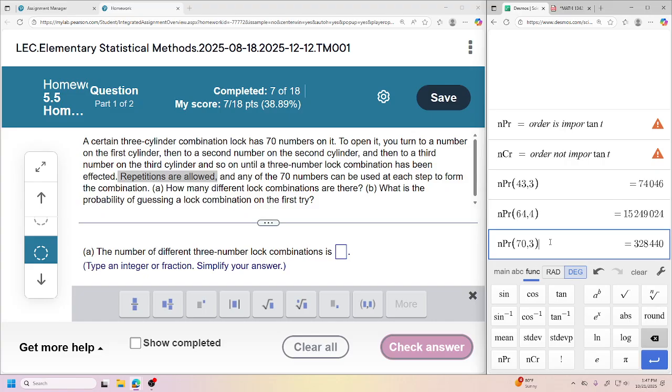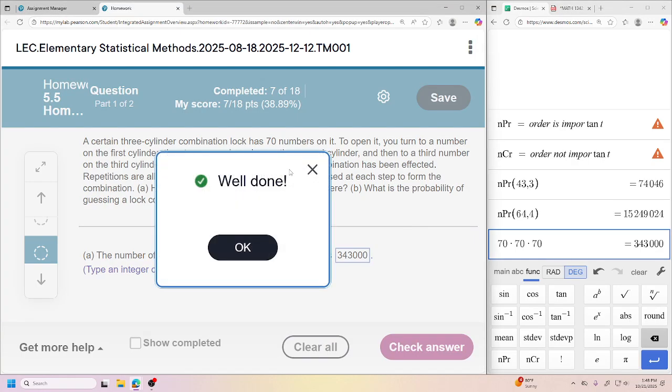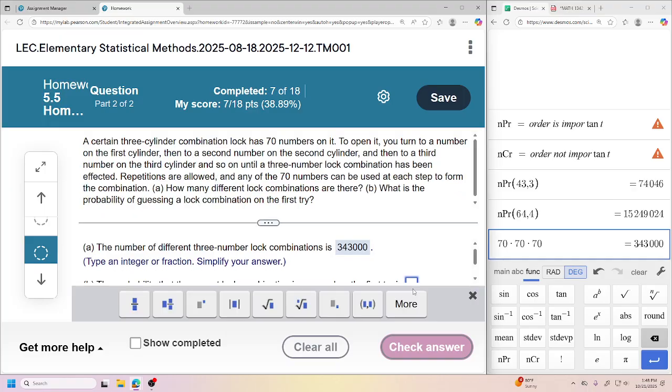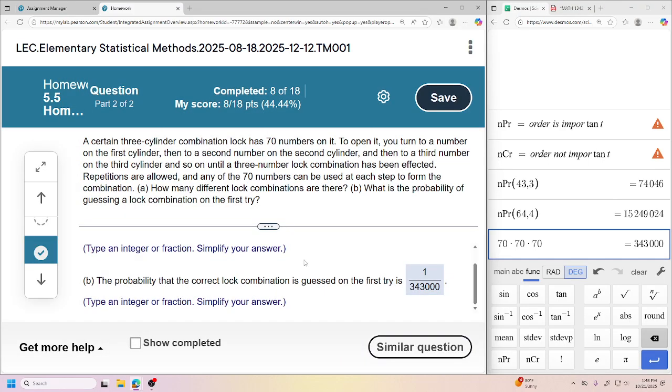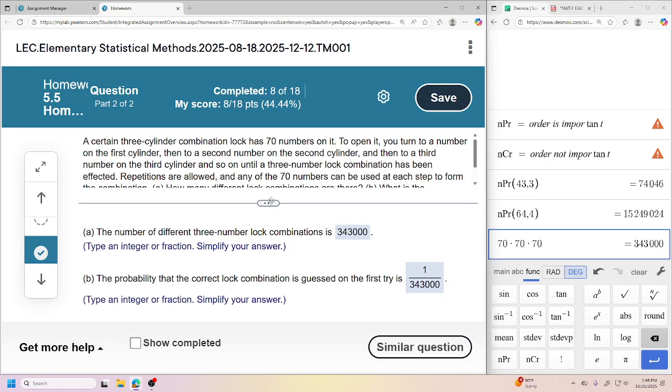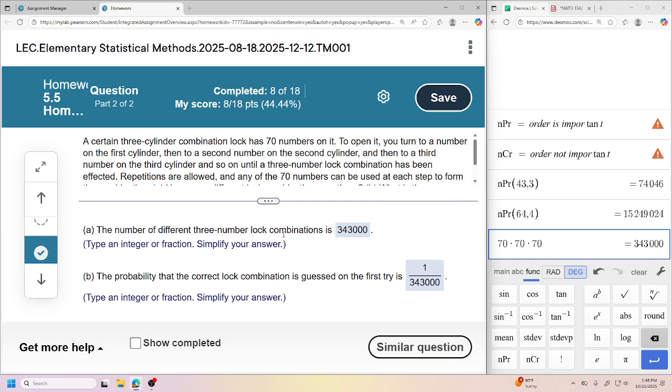So how many options do I have the first time? 70. How many options do I have the second time? And then again, 70. Exactly. So I think this one's actually a little easier. See? And then what's the probability? Literally, you're just doing 1 over that same number. I don't worry about the second part ever. It's always 1 over. Is that cool? Okay, cool.